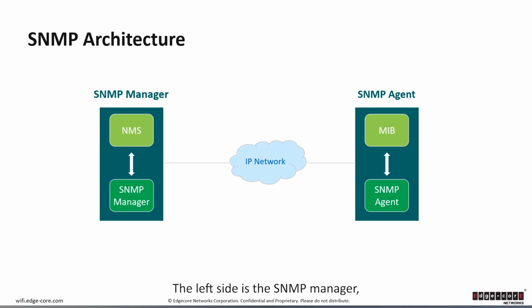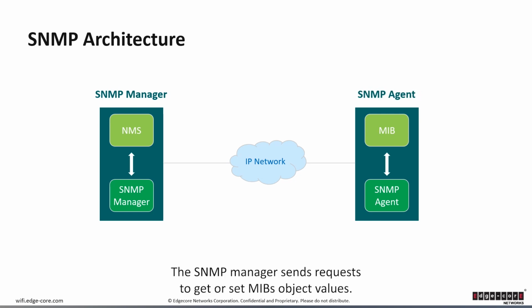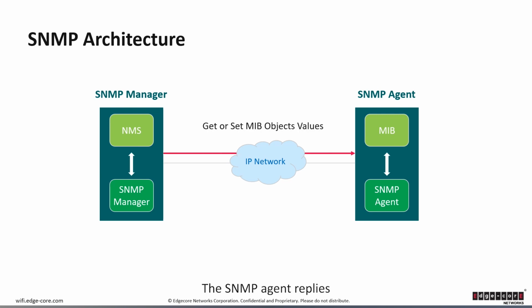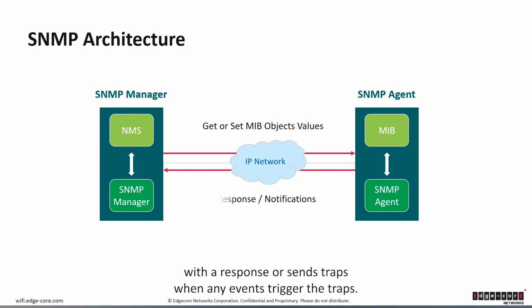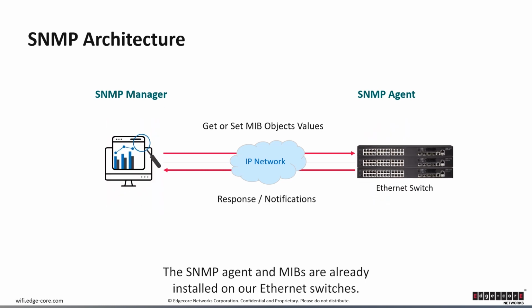The left side is SNMP Manager, and the right-hand side is the SNMP Agent. The SNMP Manager sends requests to get or set MIBs objects values. The SNMP Agent replies with a response or sends traps when any events trigger the traps. The SNMP Agent and MIBs are already installed on our Ethernet switches.